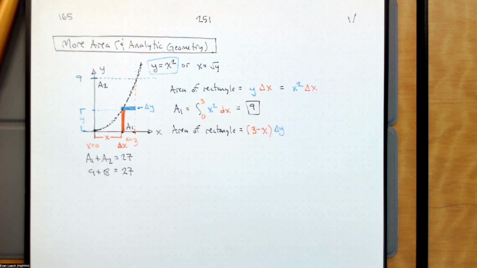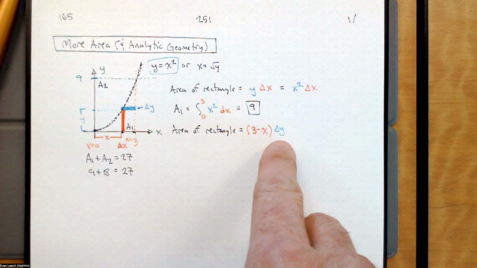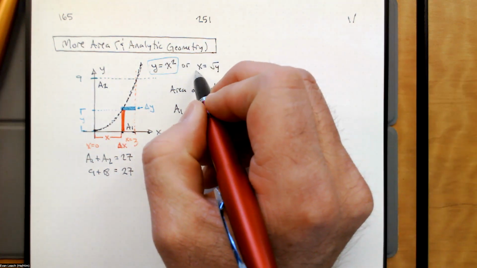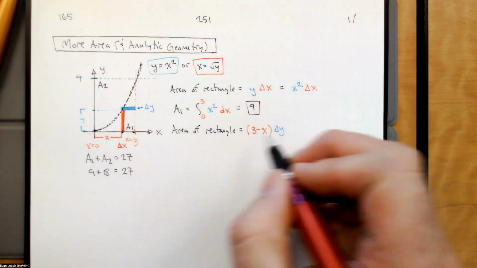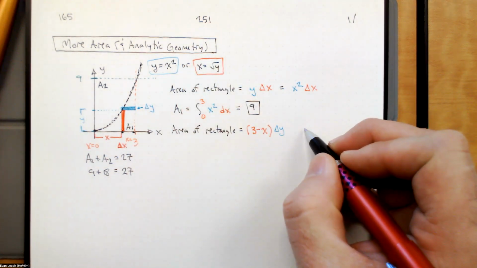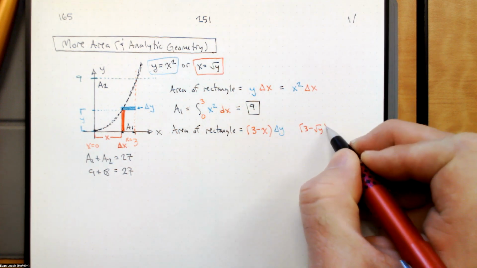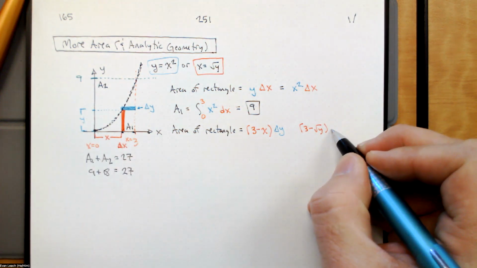And once again, we have a problem because this is a function of x and we want to integrate dy. So now I'm going to have to replace x with the square root of y. So I'm going to rewrite my length as 3 minus the square root of y, times delta y.